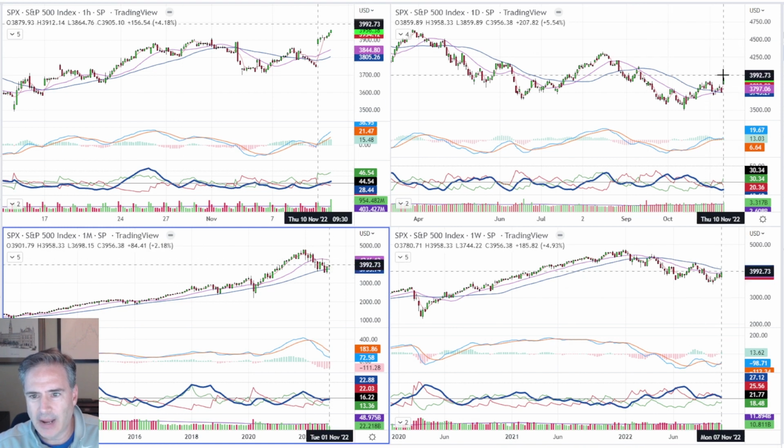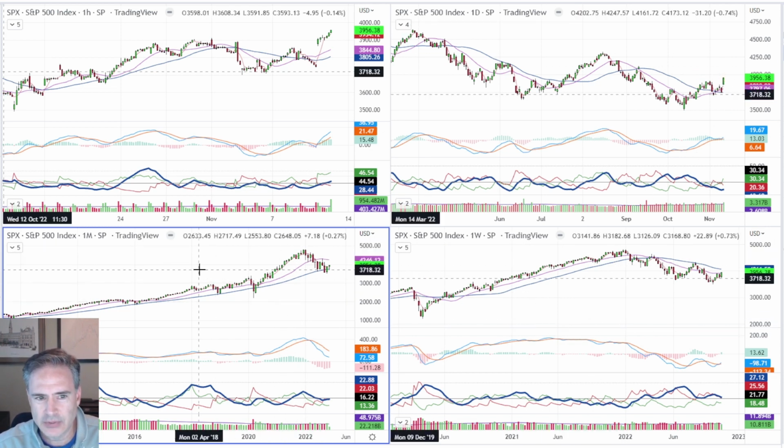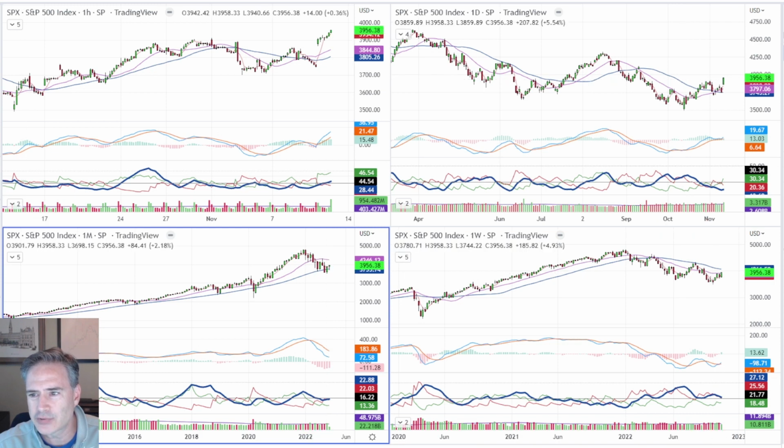With that, I don't have a problem playing the Spider for a move up into this range. If you're going to play the individual stocks, you've got to get entries. You've got to look for potential setups. And actually, just looking at the hourly, I probably would look for the next opportunity in a pullback closer to these lines. And it might be higher. It might push higher and then pull back.